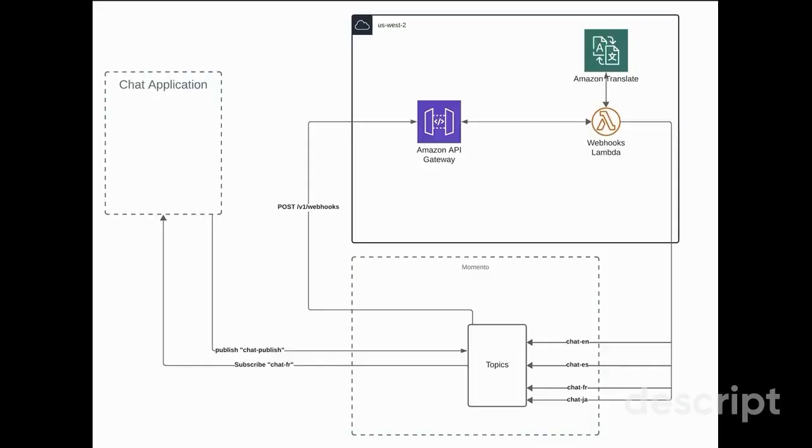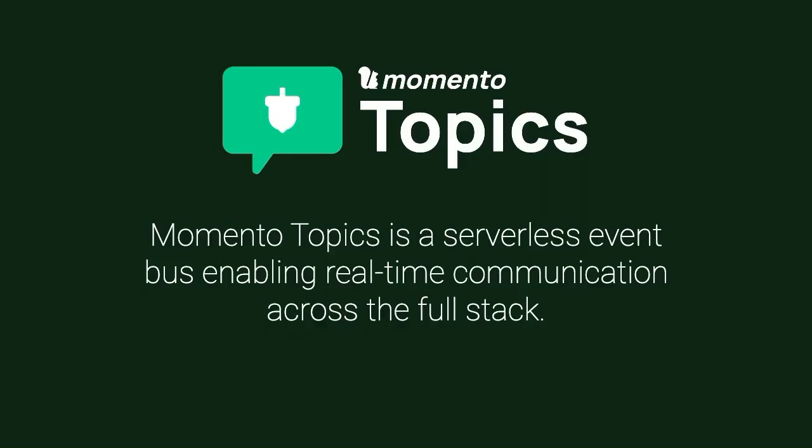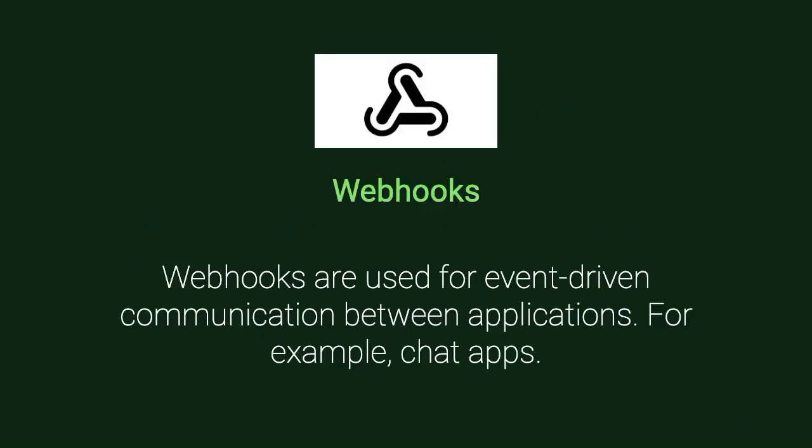Here's the architectural diagram of Momento's multi-language application. In this demo, we are trying to publish a message to a topic, say in English, and then translate the published message into some other supported language, let's say French. But before we dive into the delicacies of this diagram, I would like to point out some basic definitions for you. First, what are Momento topics? Momento topics is a serverless event bus enabling real-time communication across the full stack. And second, what are webhooks? Webhooks are used for event-driven communication between applications. For example, the chat apps.